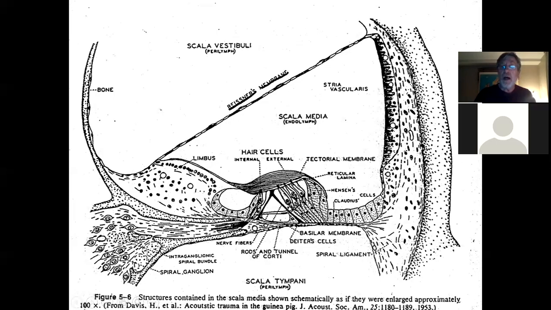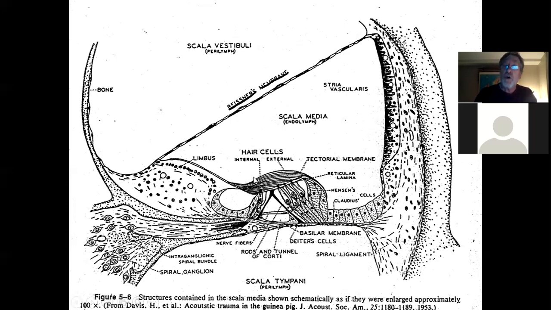Spiral lamina is this layer of bone and this layer of bone. So spiral and spiral. Spiral ligament, spiral lamina. SL, SL. Okay? They hold the basilar membrane tight between them. Then you've got a bunch of supporting cells. Henson's cells, Claudius's cells. Don't worry about knowing the names of those. I never know. I couldn't care less.